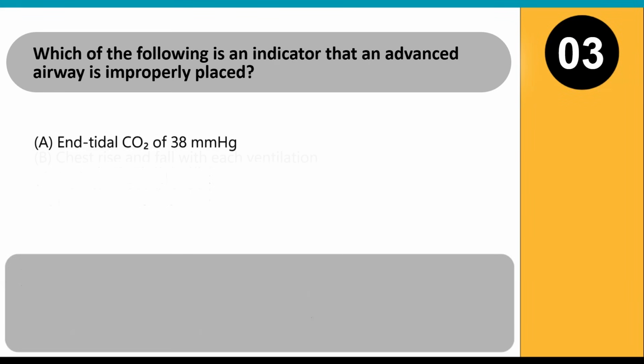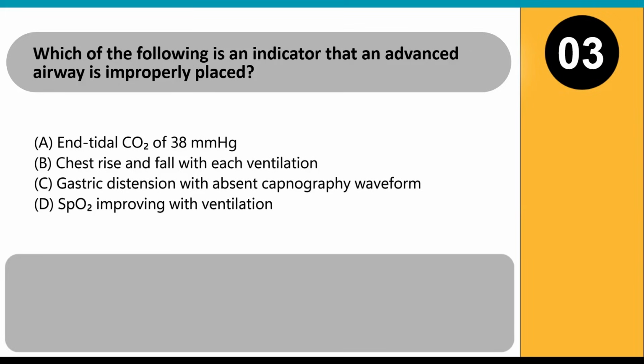Which of the following is an indicator that an advanced airway is improperly placed? A. End tidal CO2 of 38 mm of mercury. B. Chest rise and fall with each ventilation. C. Gastric distension with absent capnography waveform. D. SpO2 improving with ventilation.